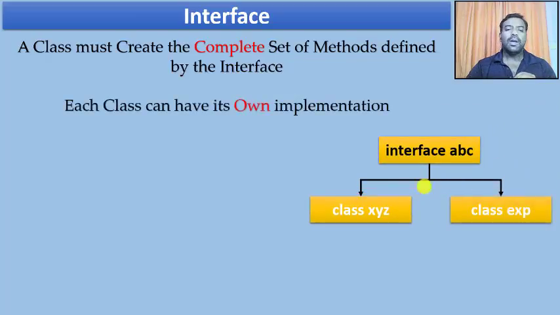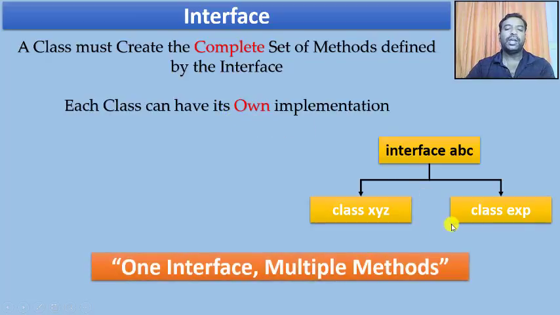Clear? So now it applies for the other class also. If the interface contains three methods, a class cannot take a choice that it will declare one method and the other class will declare two methods. There is no such choice. The class XYZ should implement all three methods, as well as this EXP should also implement all three methods. Hence, we say complete set. Each class has its own implementation, as I have just told. And so this is something where we talk about polymorphism.